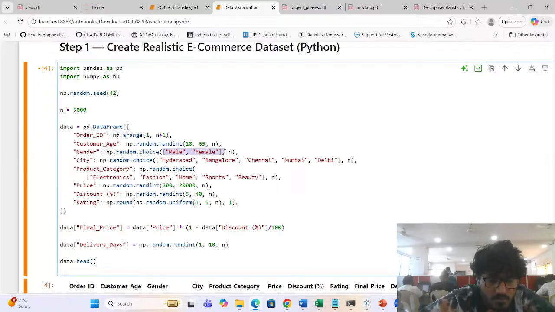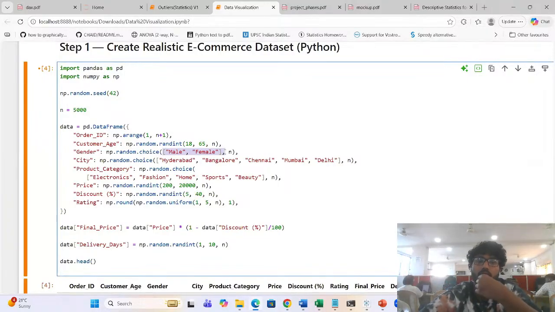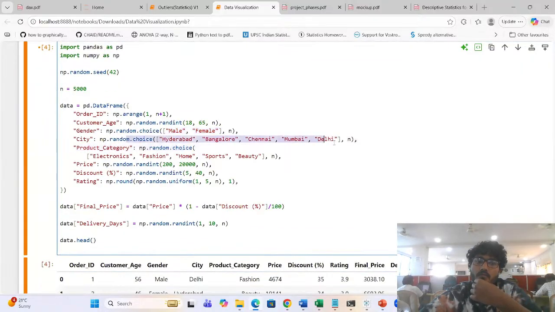You must know how to generate synthetic data. Because when you work with critical companies, they will never share the data with you. They'll give you the structure: what columns you have and what type of data you're going to have. So you have to generate the data yourself to test your code. Be careful. And city, randomly select any city out of this.